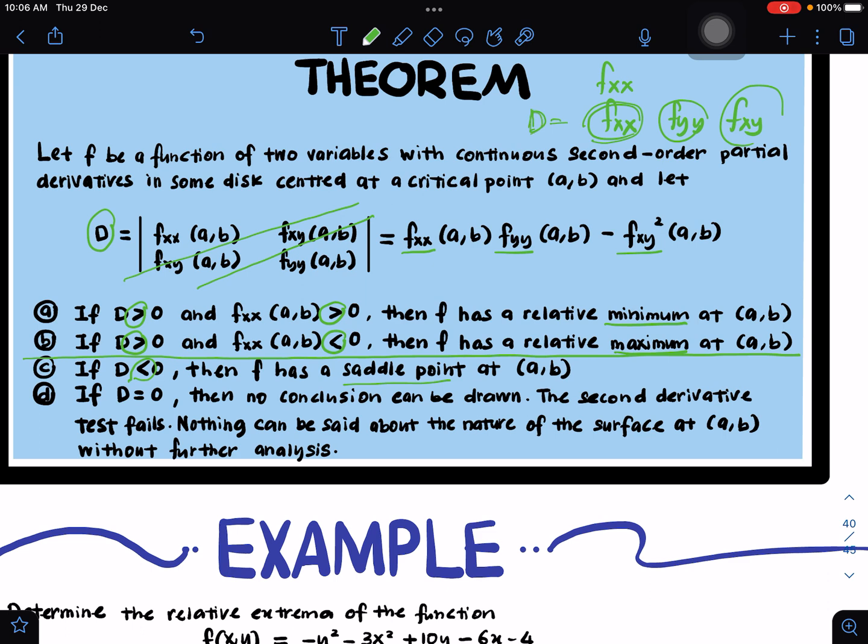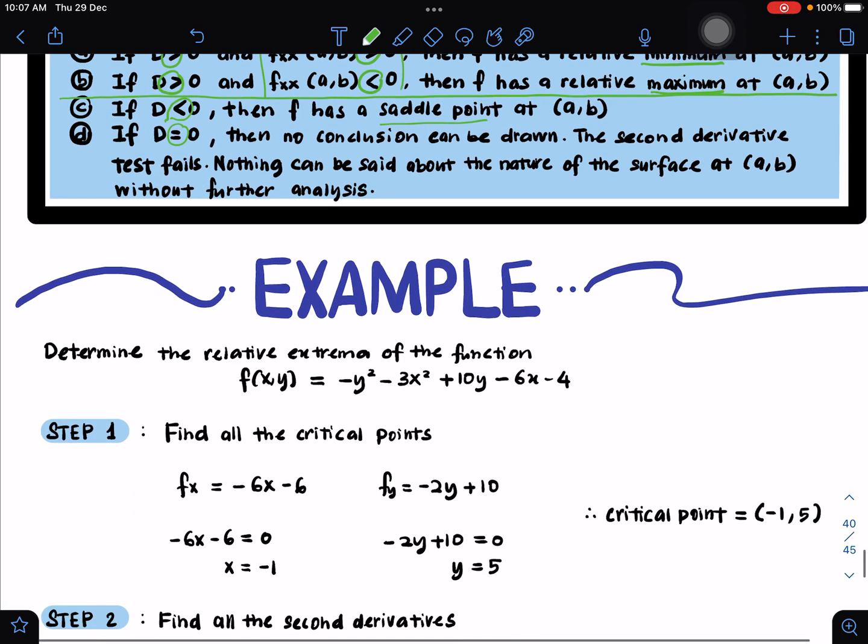Kalau nilai D yang kita cari ni besar daripada kosong, kita kena tengok dua value ni, fxx. Sama ada dia besar atau kecil. Kalau dia besar, minimum. Kalau dia kecil, maximum. Kalau D kurang daripada kosong, terus that point, the critical point is a saddle point. Kalau D sama dengan kosong, there is no conclusion. Okay, so kita kena tengok value. So macam nak ingat? Okay, D dia boleh jadi besar daripada kosong, kecil daripada kosong, sama dengan kosong. Kalau sama dengan kosong, no conclusion.